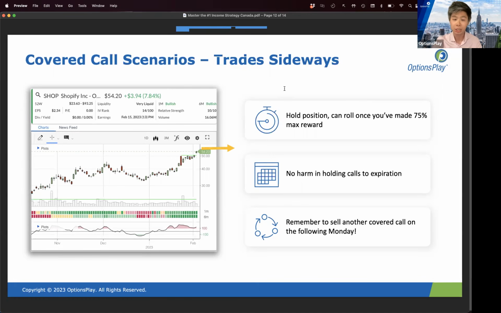Perfect. Okay, second scenario, you sell the covered call and the stock trades sideways. This is really a non-event for a covered call position. There's a lot of things that you can do, but the easiest thing to do is just to hold it to expiration. All of the premium that you collected, think about an insurance policy that you've sold that someone never has to make a claim on. You keep 100% of the premium that it paid you. That's basically what happens when a covered call expires worthless when the stock trades sideways.